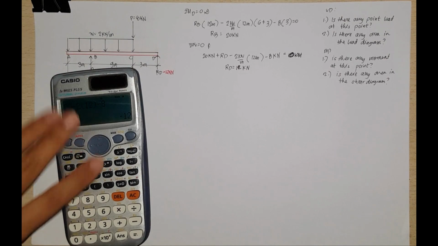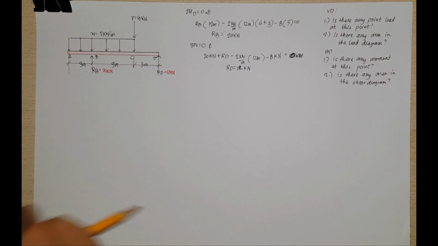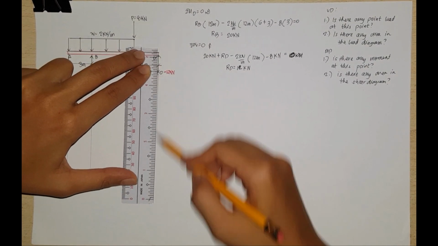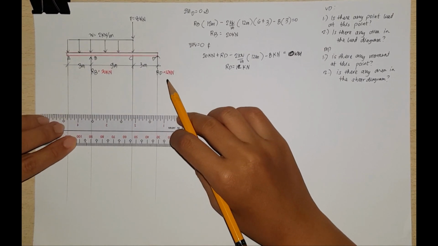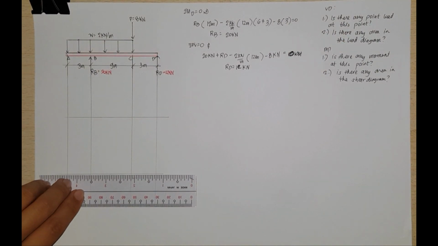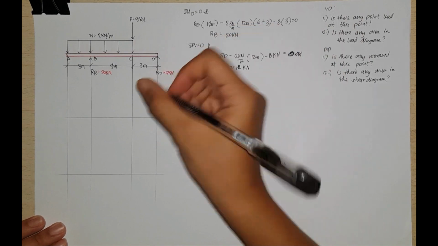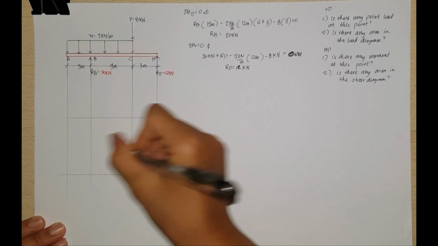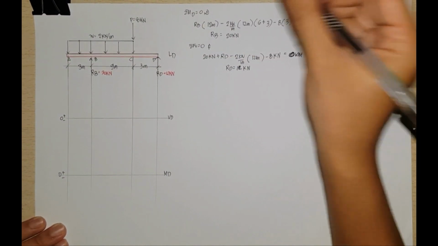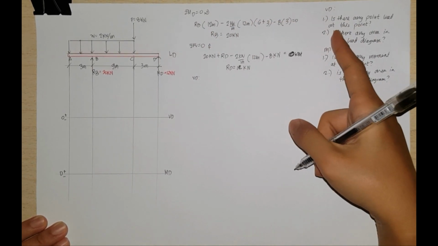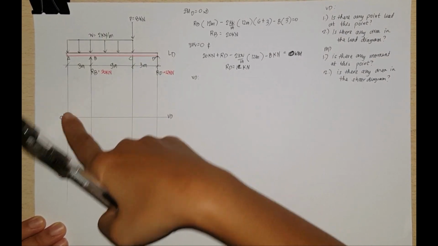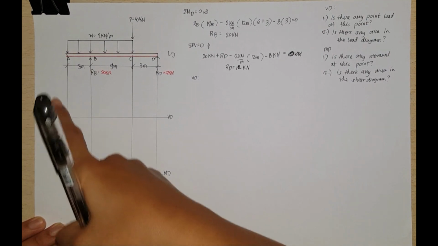So let us start to make the diagram. So extend lang natin yung mga guidelines. So this is for our shear diagram and this is for our moment diagram. This is our load diagram, by the way. So for the shear diagram, our first guiding question is there any point load at this point? So dito tayo sa segment AB muna. So is there any point load at this point? So we don't have any point load.